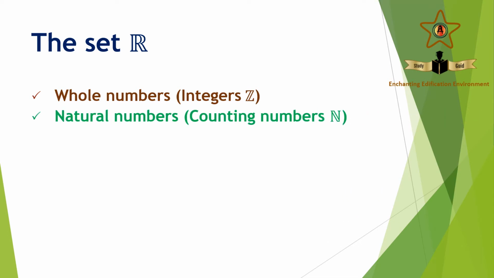The set R. This R denotes the set of real numbers. Whole numbers or integers, set Z, that is positive whole numbers, negative whole numbers as well as zero. Natural numbers or counting numbers, they are positive integers. Fractions, decimal numbers, all these numbers are real numbers.